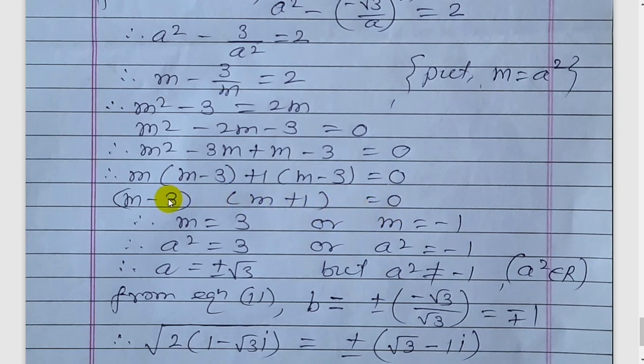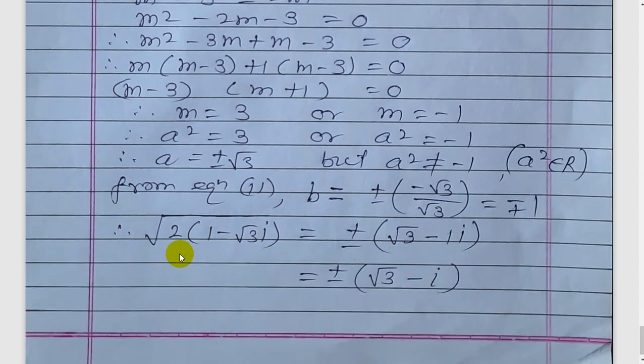Either m minus 3 equals 0, then m equal to 3, or m plus 1 equal to 0, so m equal to minus 1. Resubstitute the value of m as a square. Therefore, a square equal to 3 or a square equal to minus 1. But a belongs to R, so a square is not equal to minus 1. Therefore, taking square root on both sides, a equal to plus minus root of 3. So substituting this value in equation second, b equals plus minus root 3 upon root 3. So here root 3 gets cancelled, we get minus plus 1.